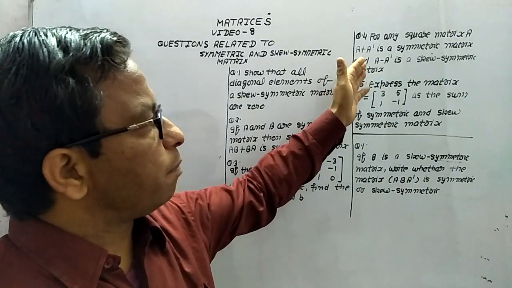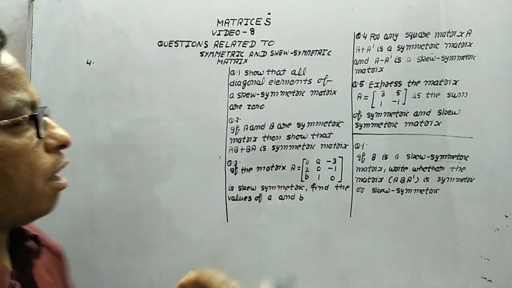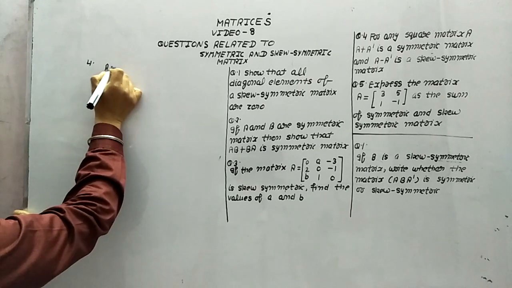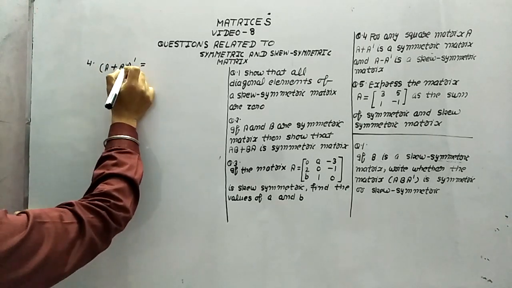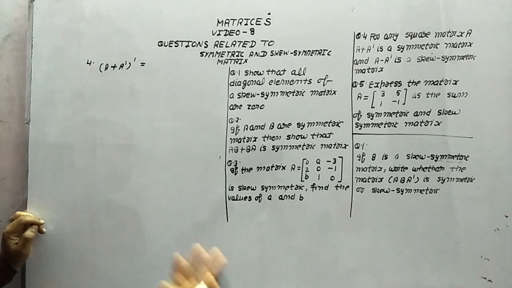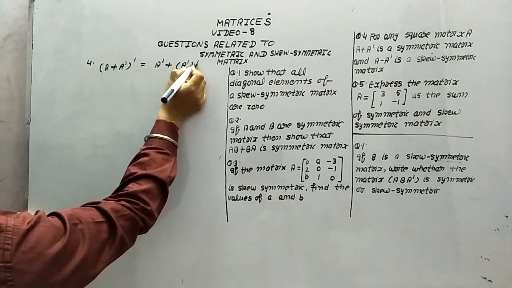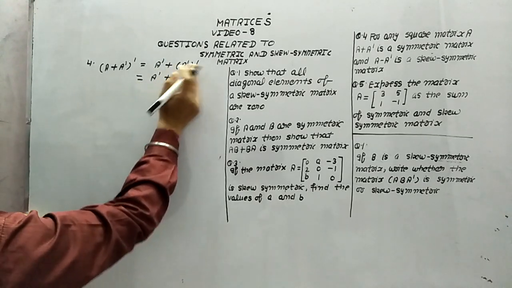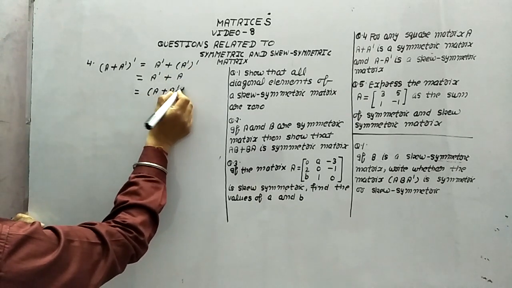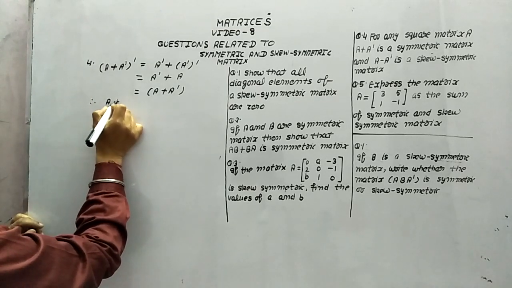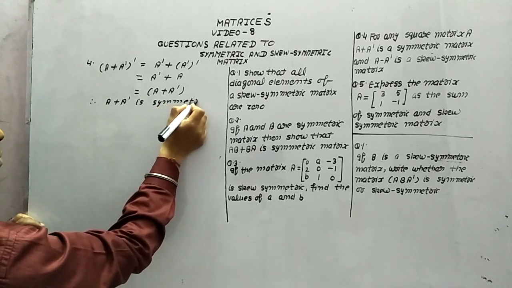We have to show that A plus A dash is a symmetric matrix and A minus A dash is a skew-symmetric matrix. Now, A plus A dash. First do the transpose of this. If transpose of A plus A dash is equal to A plus A dash, it means symmetric matrix. Now according to the addition rule, A dash plus A dash dash. A dash dash means A. It means this is equal to A plus A dash. Hence, A plus A dash is a symmetric matrix.